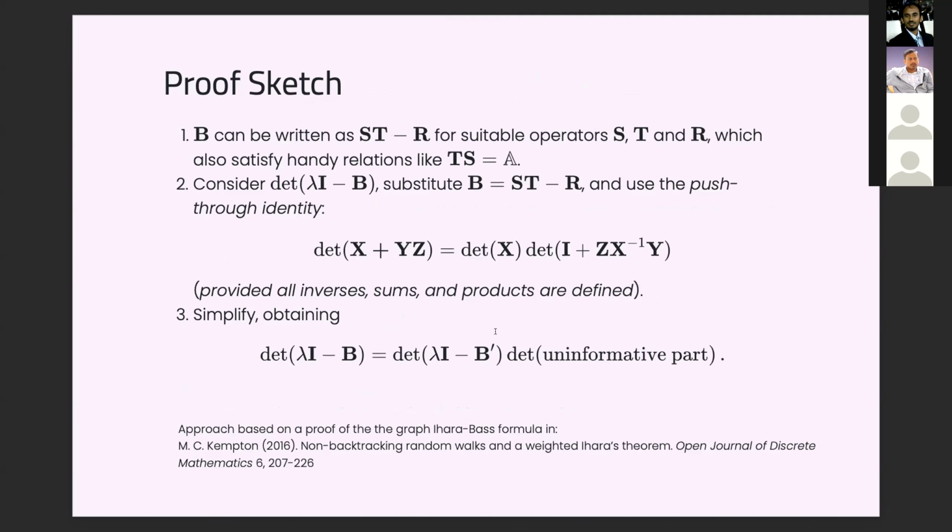Okay, and a real quick proof sketch in case you're interested. The approach here is to show that our non-backtracking matrix can be written using 3 suitable, simpler operators S, T, and R as S times T minus R. These satisfy other really useful relations, like for example, T times S is equal to A, where A is that matrix that collected adjacency information for the different edge sizes.